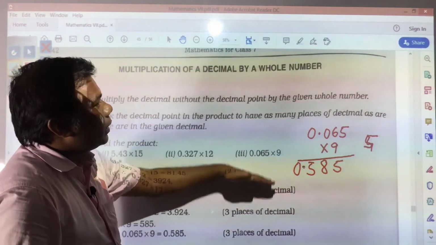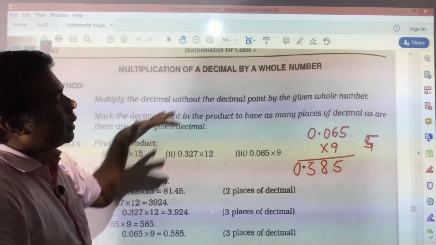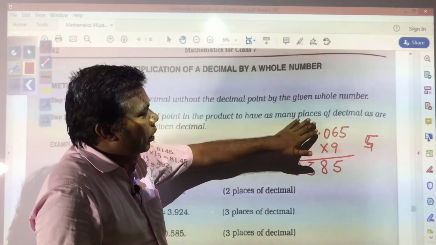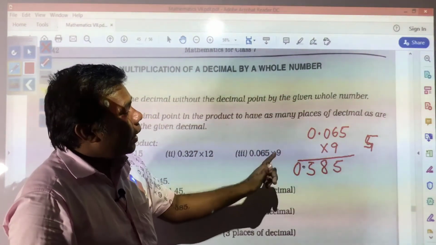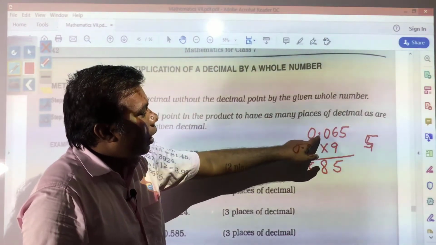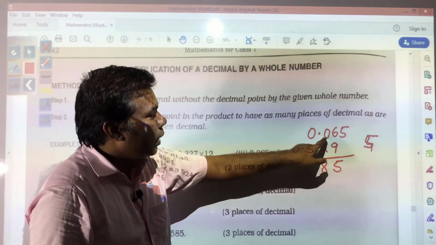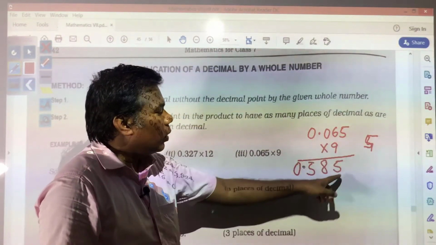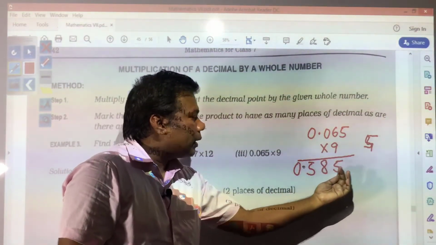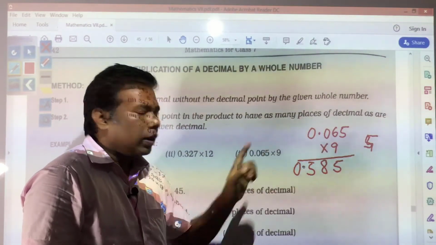So, likewise you need to multiply. So, what is the first step? Without the decimal you multiply by the whole number, and then you see how many decimal digits there are. After the decimal, how many digits you have, that you need to count in the product, and from the right side you count that many places and you put the decimal.